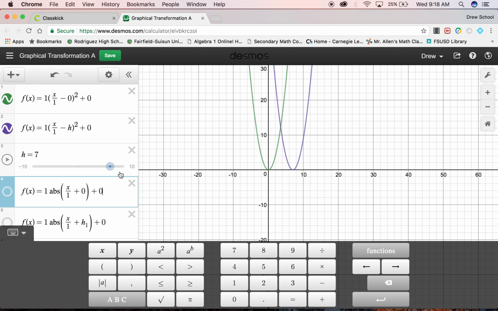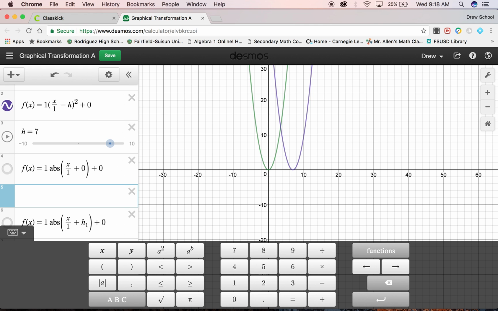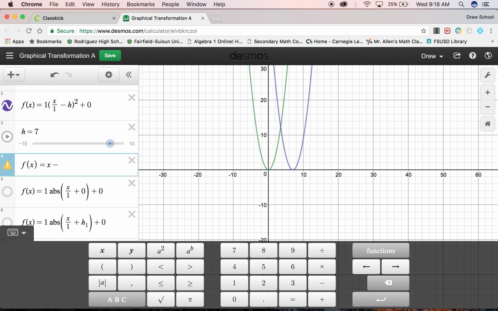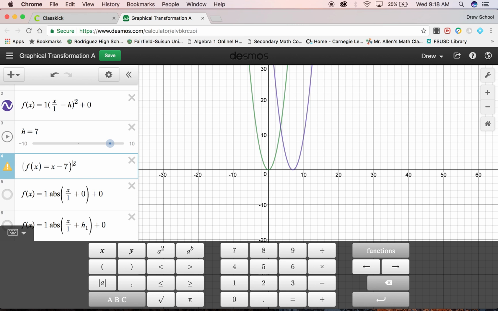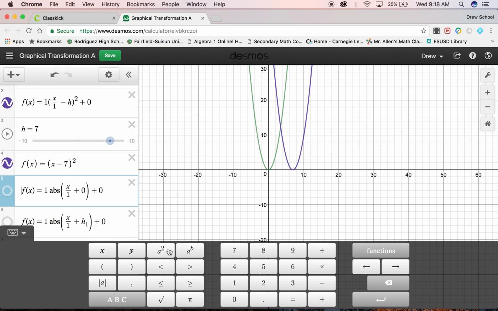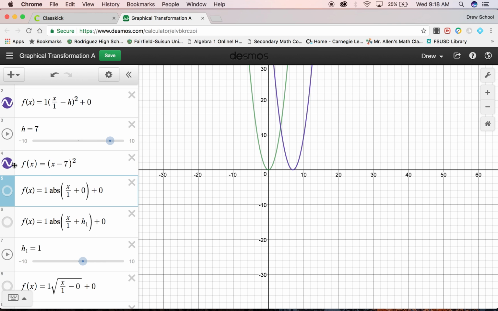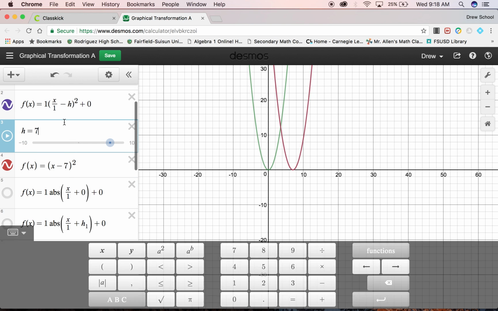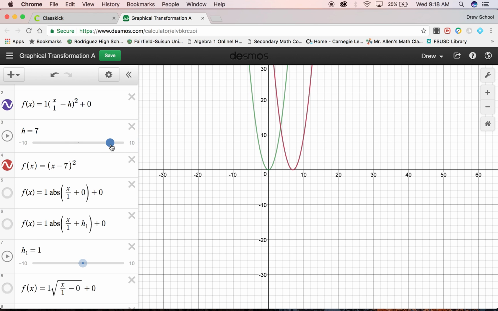I don't want to do that. I just want to do a new graph. And pretty much what our function would be is f of x equals x minus 7 squared. And you can notice that this graph is exactly the same as what our graph was here. So when it's minus 7, it shifts our graph to the right 7.